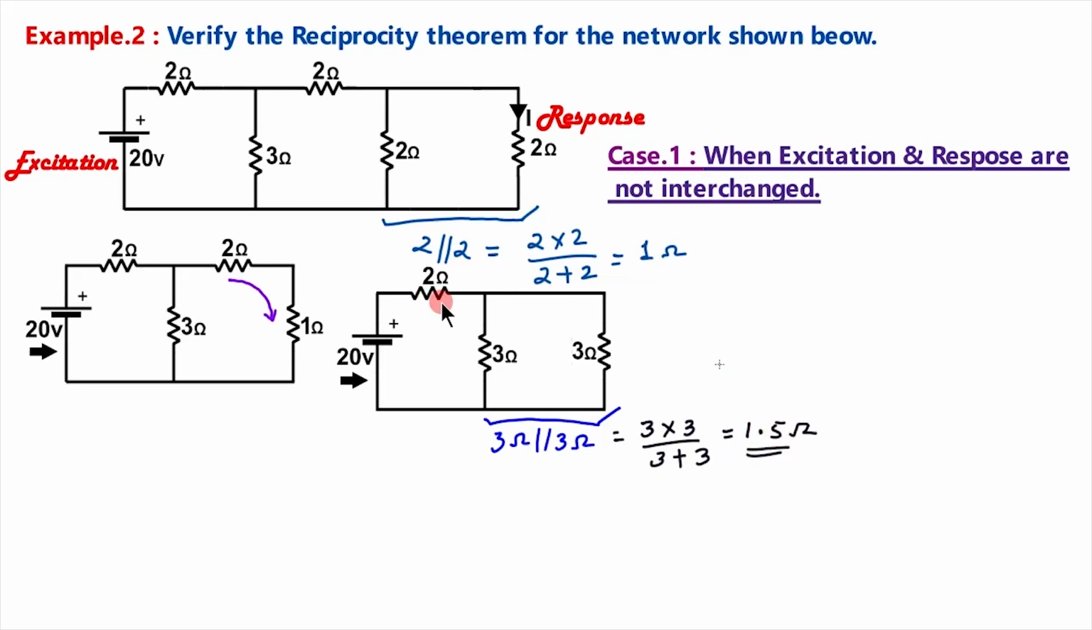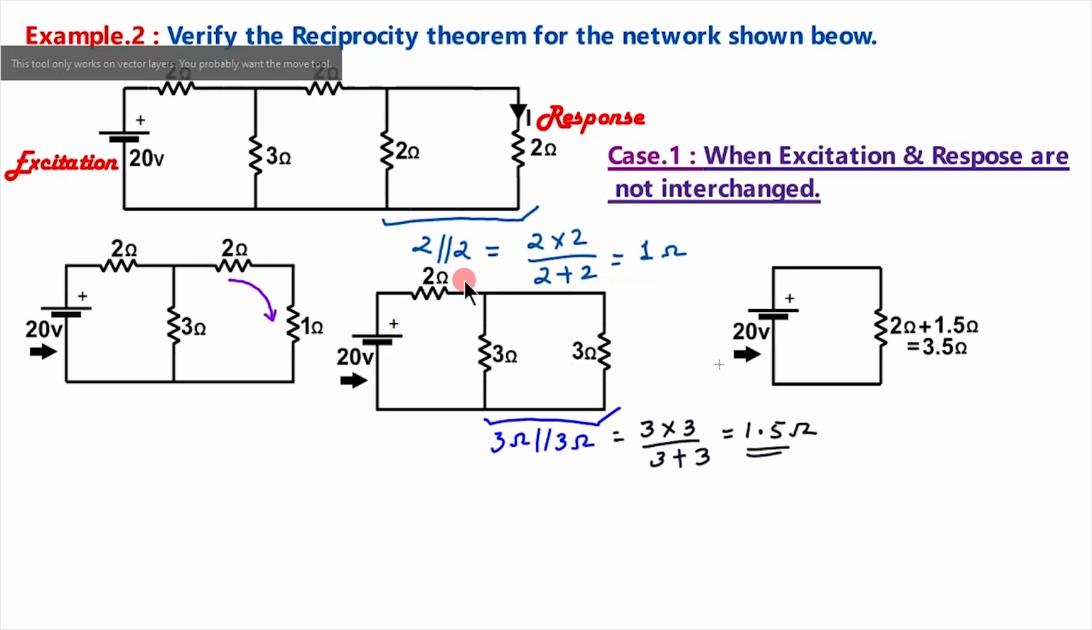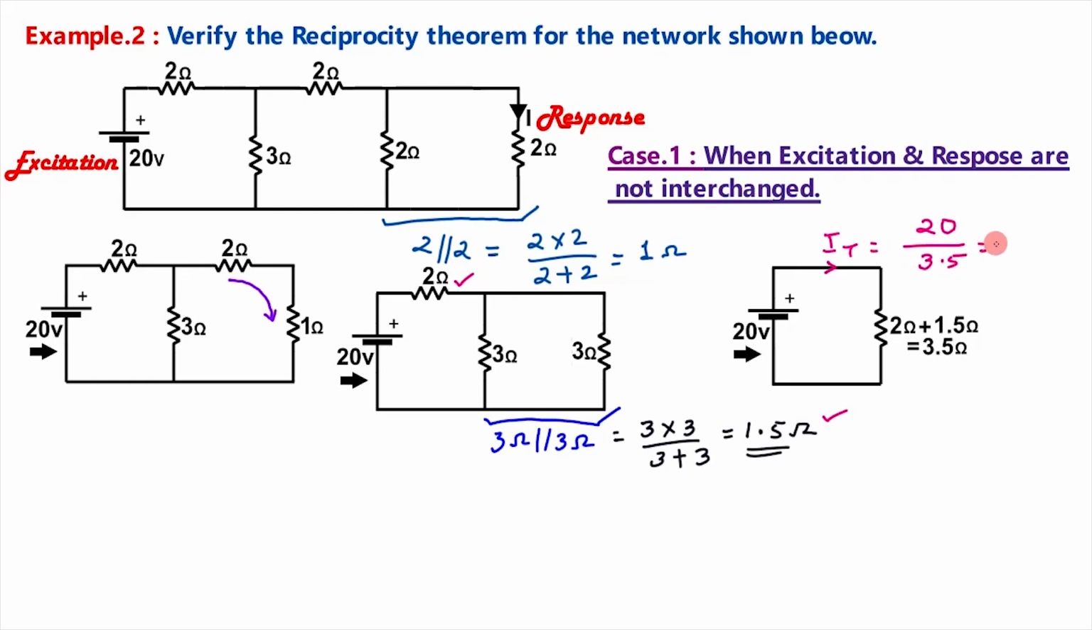So this 2 ohm will come in series with this 1.5 ohm. So this circuit can again be written as like this. This voltage source was there, then this 2 ohm came in series with this 1.5 ohm, which was the parallel connection of 3 and 3. That is, the total resistance becomes this 2 plus this 1.5, that is 3.5 ohm. So the total current flowing will be IT, that is our voltage 20 volt divided by total resistance, that is 3.5, which is equal to 5.71 ampere.